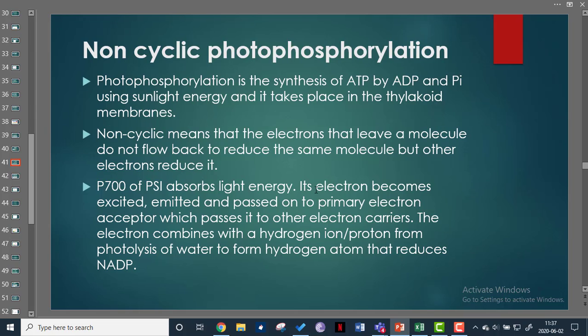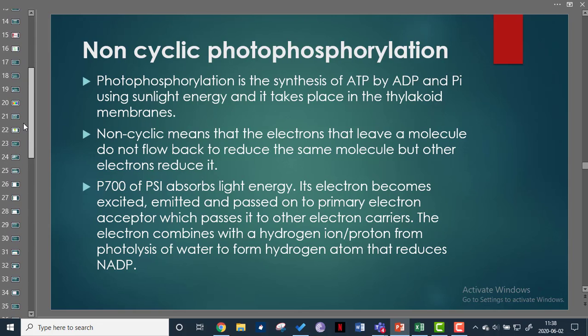Now, the primary electron acceptors pass them to other electron carriers, and in the process, as those electrons are passed from one electron carrier to another, energy is lost. And that energy that is lost is used to drive the synthesis of ATP. Now, the electron combines with a hydrogen ion or a proton from the photolysis of water to form a hydrogen atom that reduces NADP.